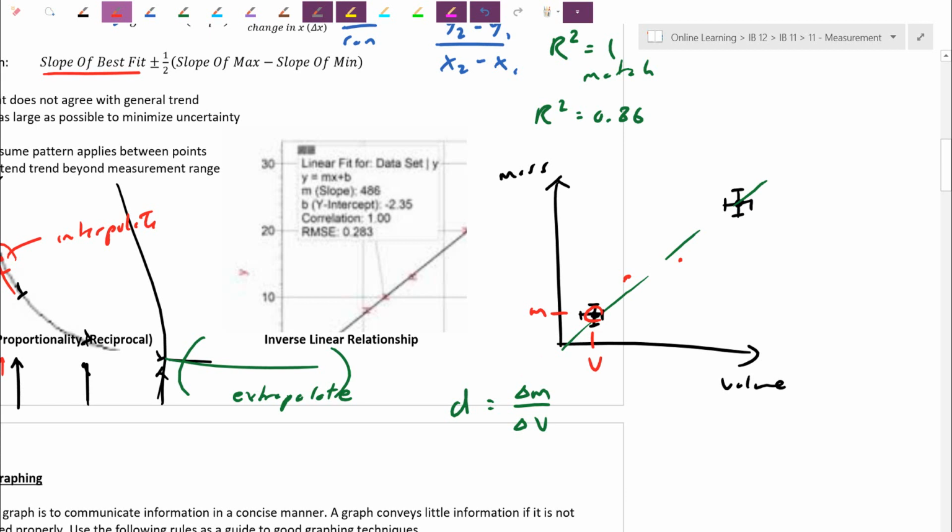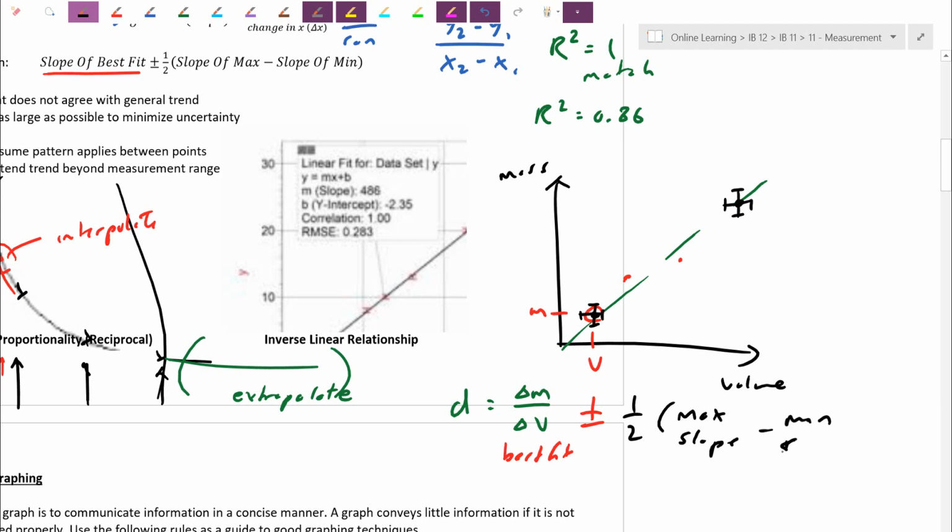This part's going to get a little bit hard here. We have the slope of the best fit. That's going to be your density, no problem. In terms of the plus or minus, what we're going to do is associate half the range. The range is given by the max slope minus the min slope.